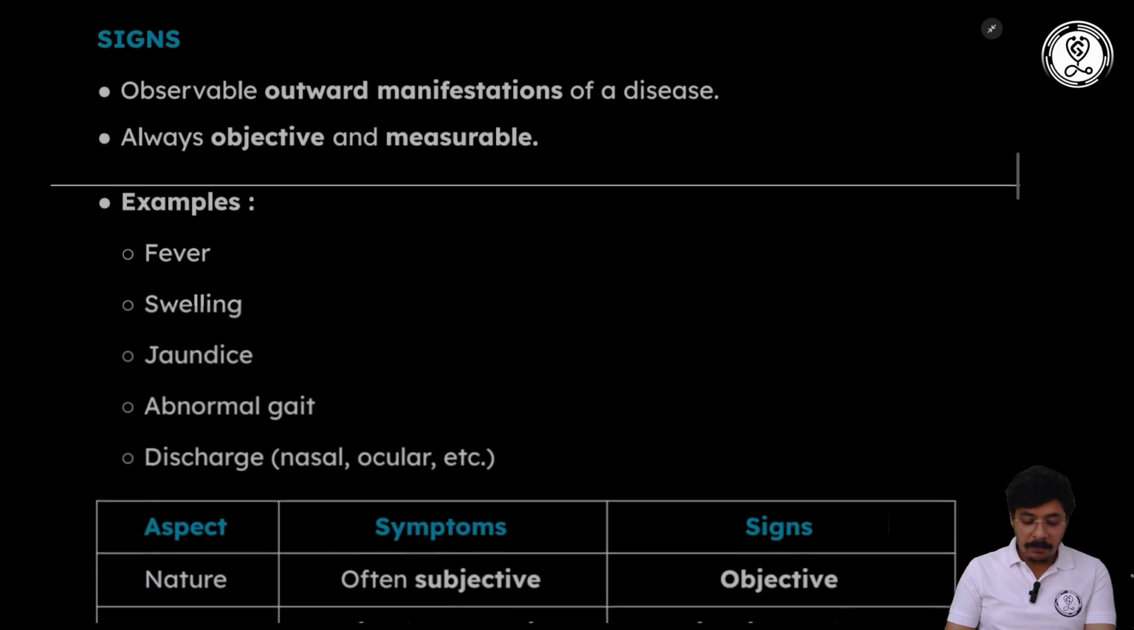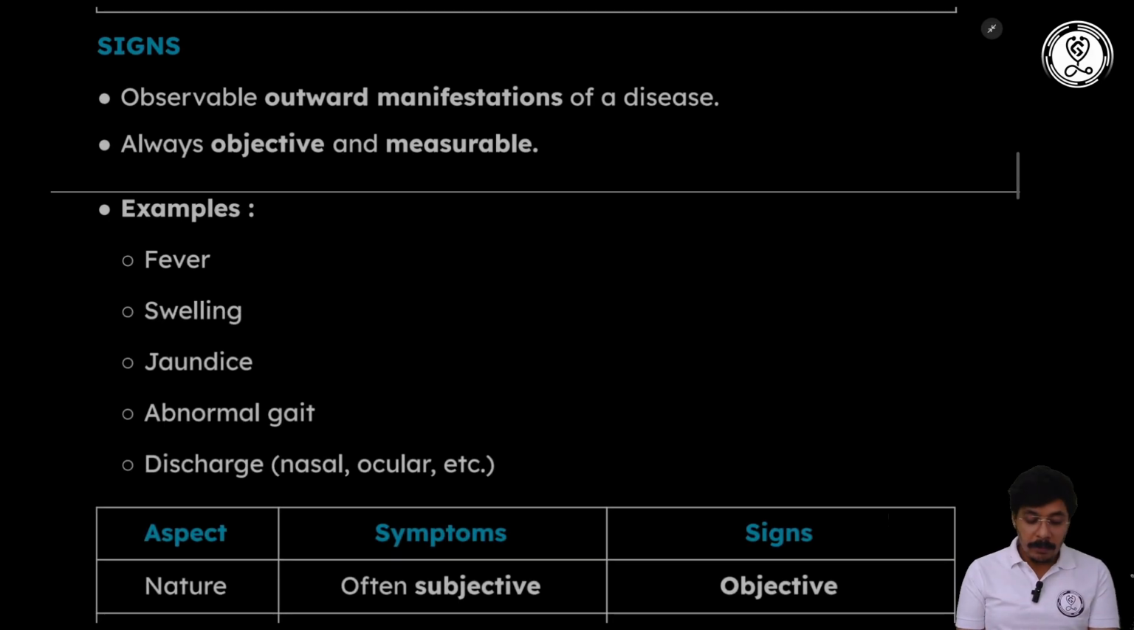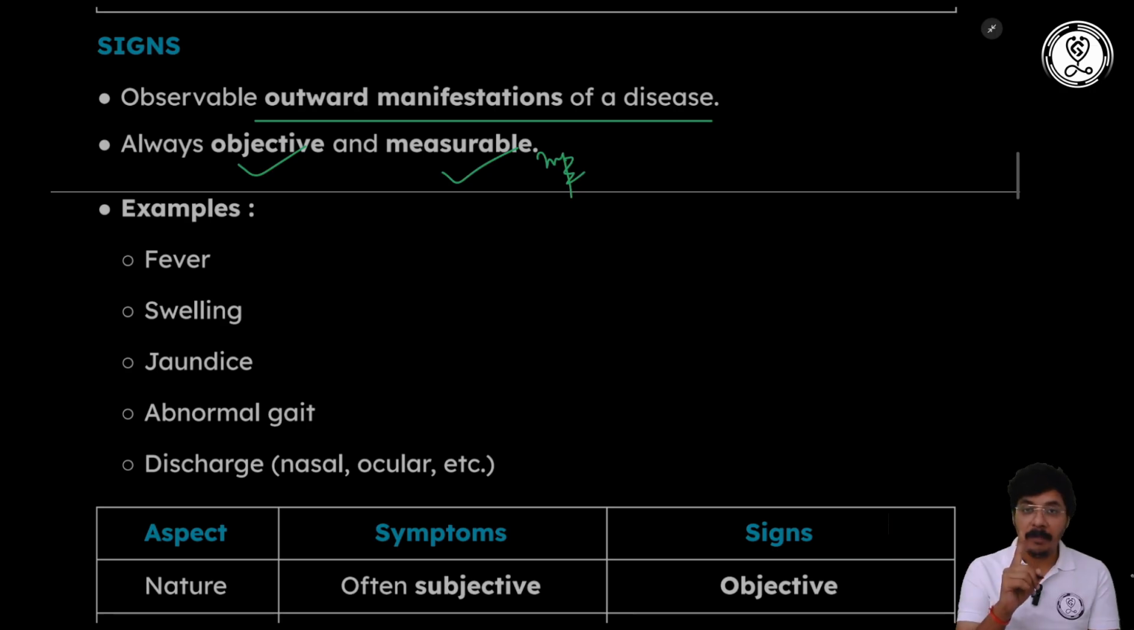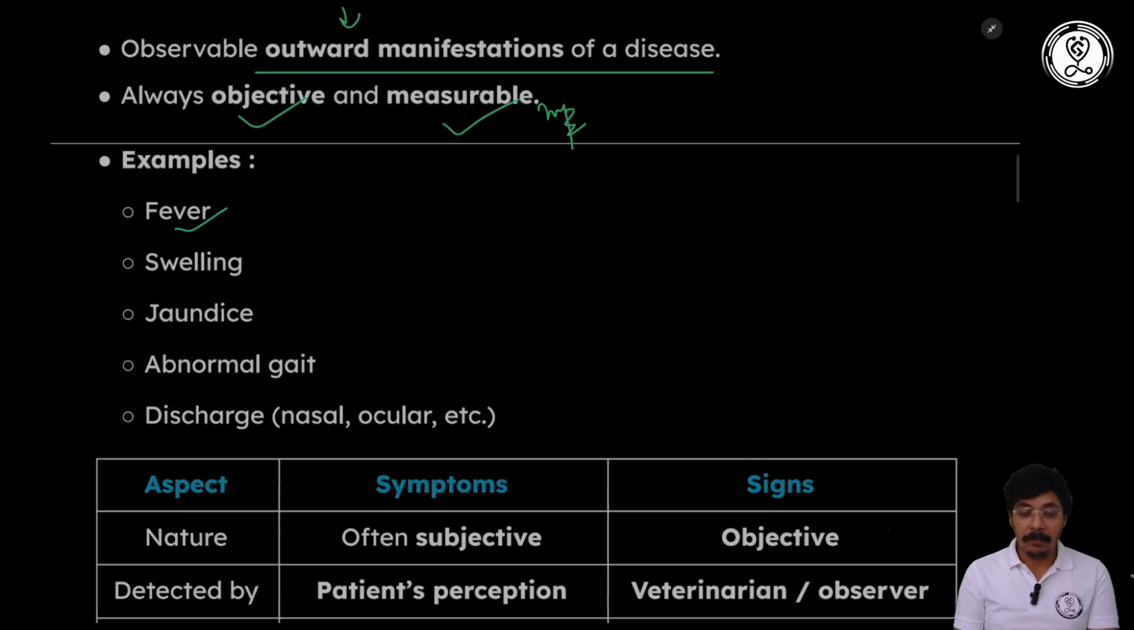Now moving on, let us talk about signs. So what do you mean by signs? Simply, they are the observable outward manifestations of a disease, always objective and measurable. So basically these are the two important things: signs are always objective and can be measured, and they will always be an outward manifestation. It means you can see them, you can perceive them with your naked eyes, and you can measure the changes. Example, fever, you can measure the temperature.